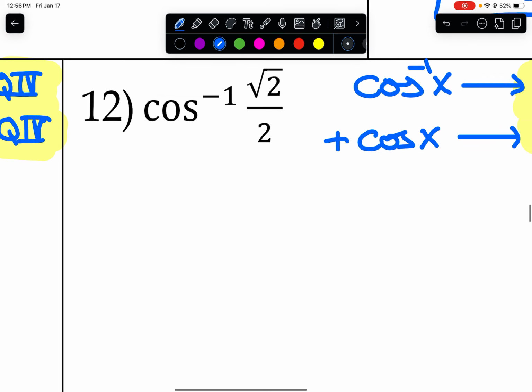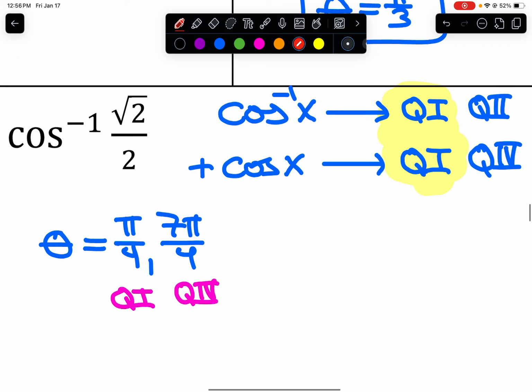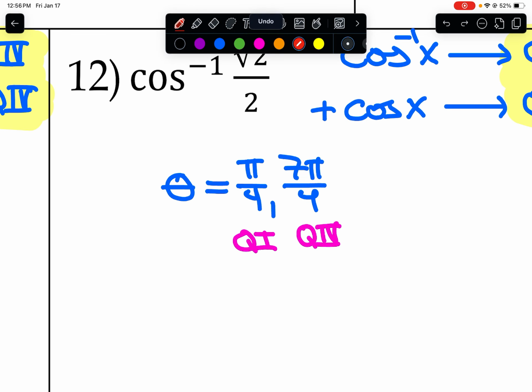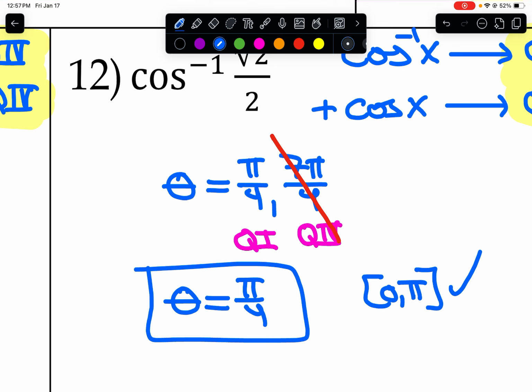So when I think about my values here, we have pi over 4, but we've also got 7 pi over 4. Pi over 4 is going to be in quadrant 1, and 7 pi over 4 is going to be in quadrant 4. So I only want the value in quadrant 1, which means I'm going to disregard the 7 pi over 4, and I just want the pi over 4. Now, the pi over 4 is in the interval from 0 to pi, so I don't have to do a coterminal angle.